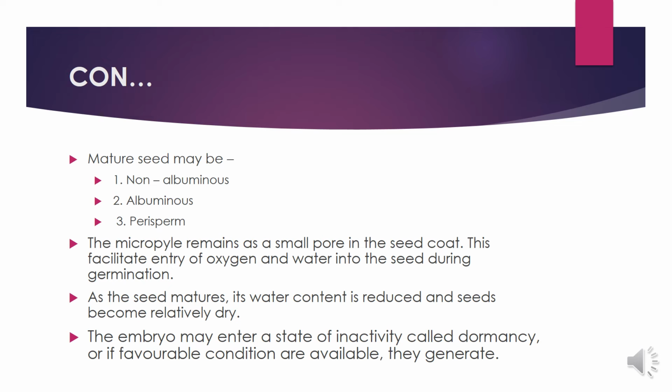Now, the micropyle remains as a small pore in the seed coat, as you know. This facilitates entry of oxygen and water into the seed during germination. As the seed matures, its water content is reduced and the seed becomes relatively dry. The embryo may enter a state of inactivity called dormancy, or if favorable conditions are available, they can germinate.